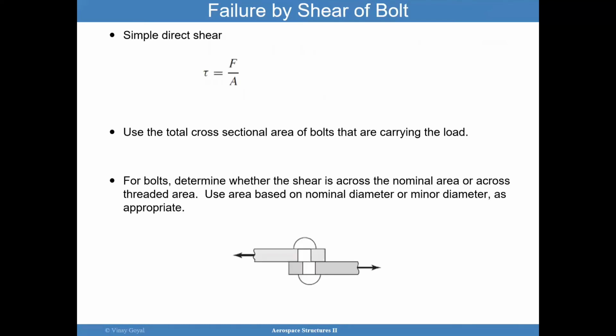We also have the simple failure of a shear bolt, which is essentially shear stress equals the force applied divided by the area, and that area can be the threaded area as an example. We want to use the total cross-sectional area of the bolts to determine this shear stress per bolt.